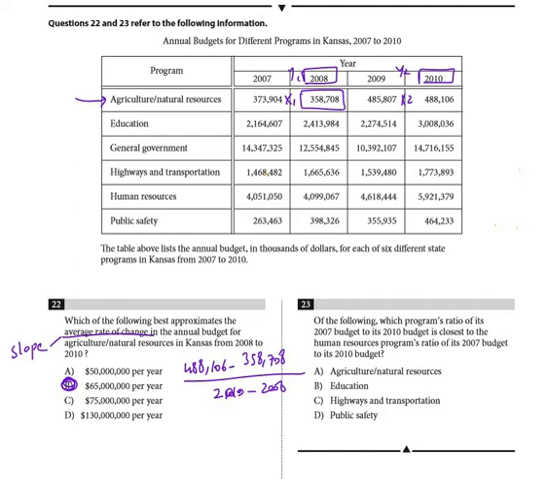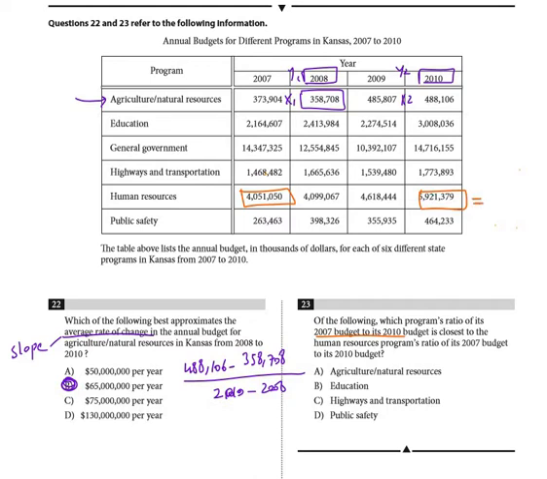Of the following, which program's ratio of its 2007 budget to its 2010 budget is closest to the human resources program's ratio of its 2007 budget to 2010 budget? So we're going to take the ratio of human resources of 2007 to 2010. The order given is important. So we're going to divide 4 million by 5 million, and we're going to obtain the ratio here.